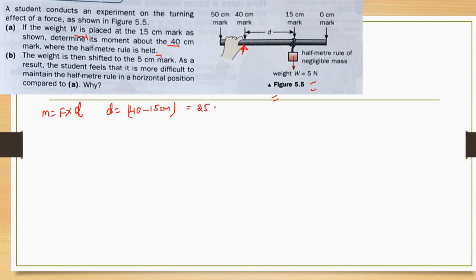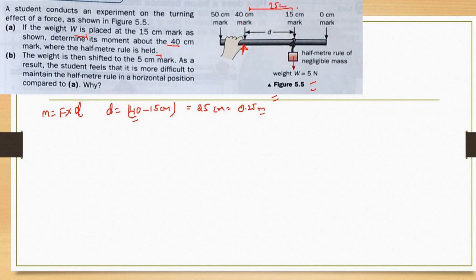25 centimeter. You can convert it to meter, 0.25 meter. Why have I solved this? Because perpendicular distance is your d, and this is a half meter rule. So this is 50, 40, this is the 50 mark. So this distance will be only 25 centimeter.